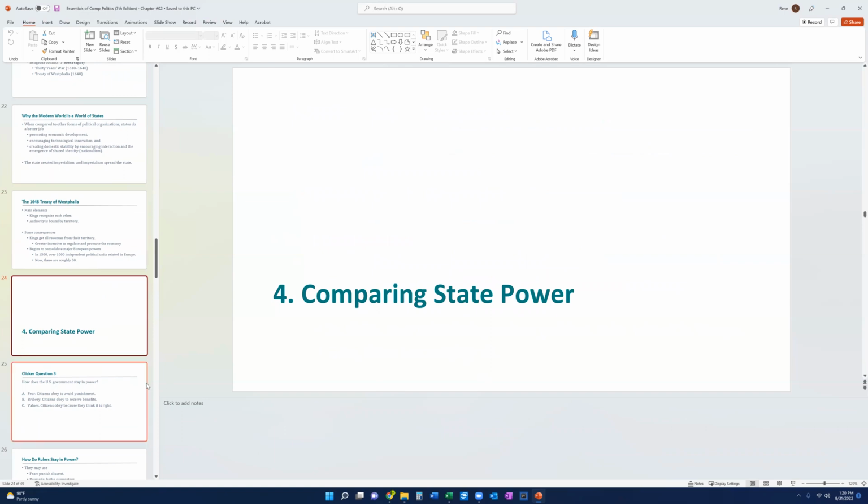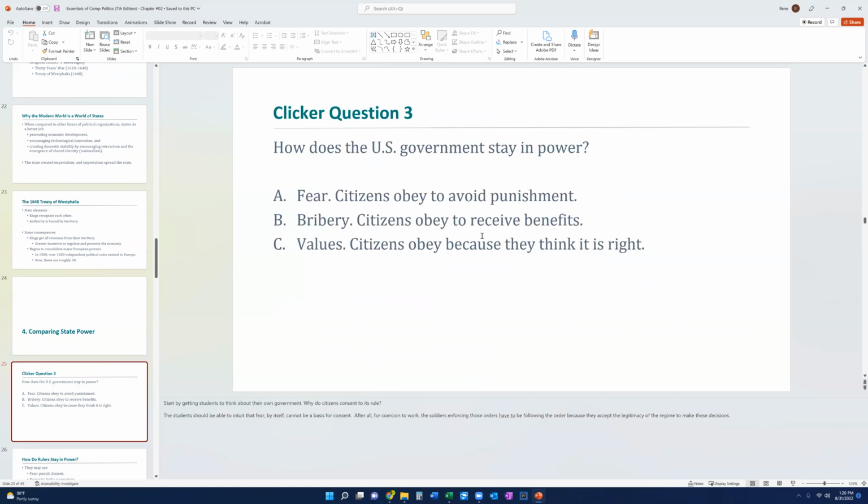So, comparing state power, how is it the United States government stays in power? The answer, in theory, is it's not really based off of fear alone, even though people do obey to avoid punishment. It's not because of bribery. At the end of the day, perhaps the most common reason why the United States government remains in power is because of the values that we have and the fact that we have citizens who believe and obey what they think is right because it is right.